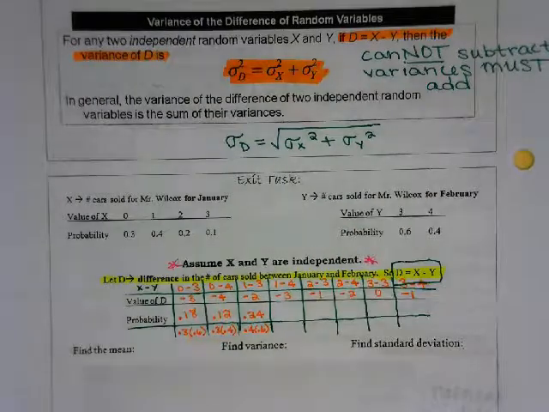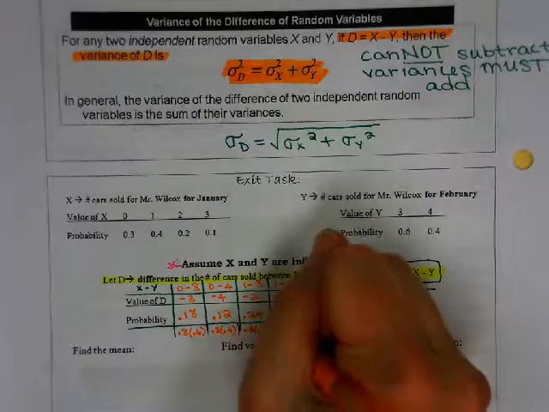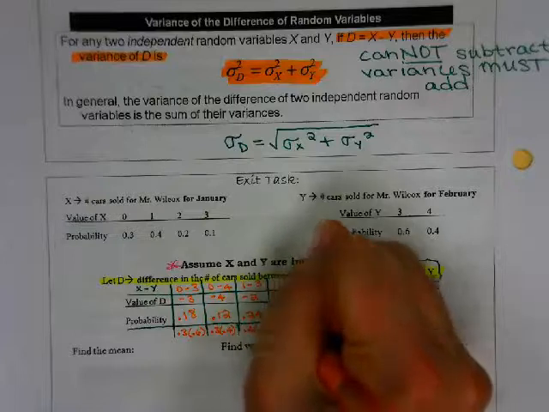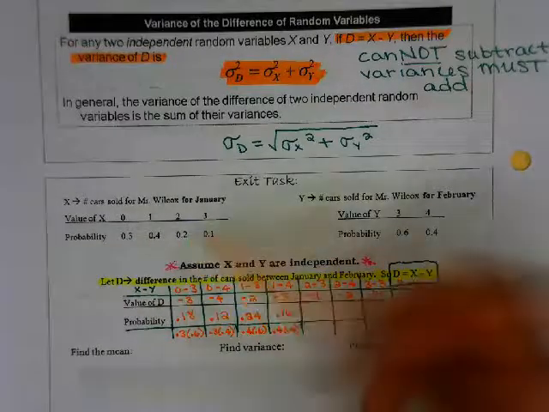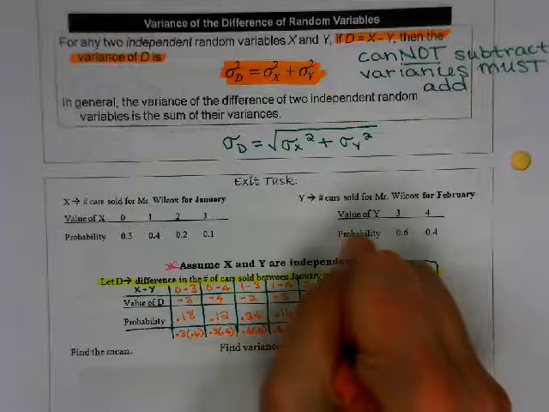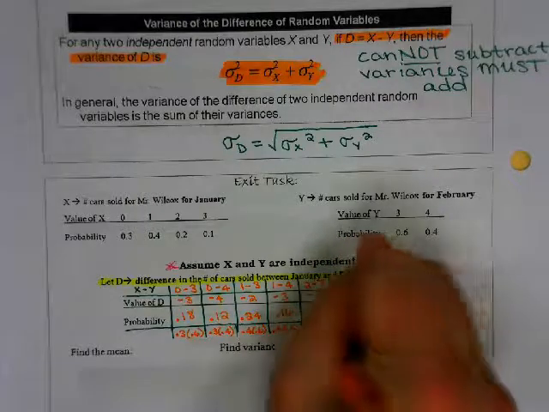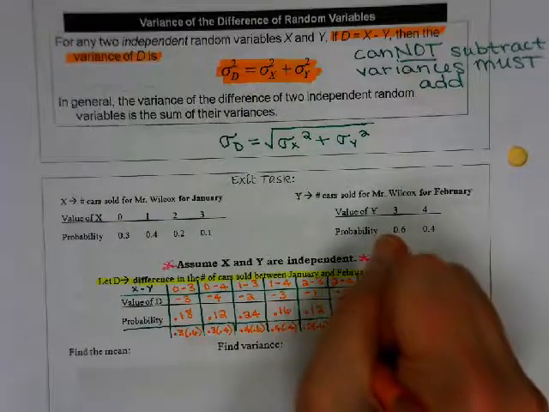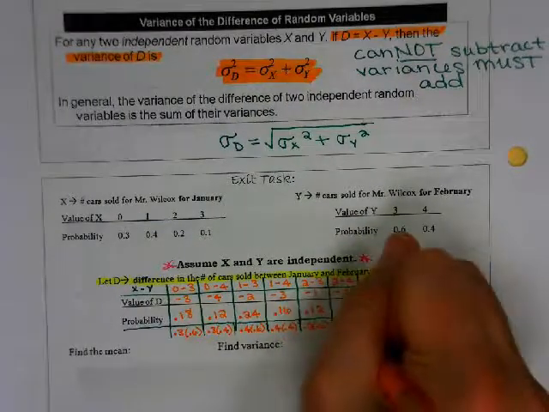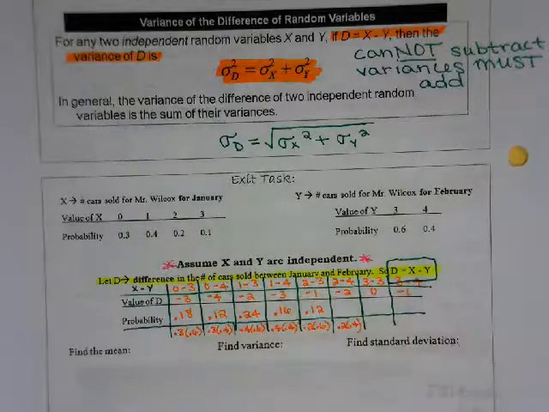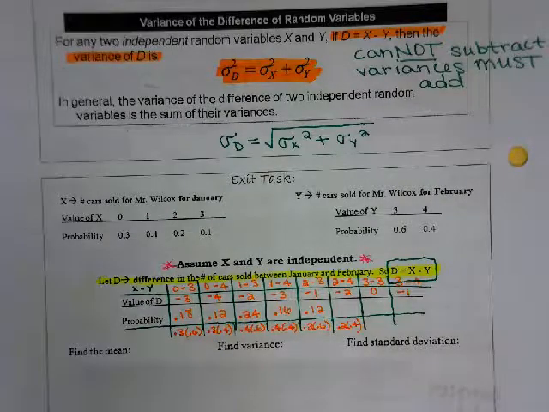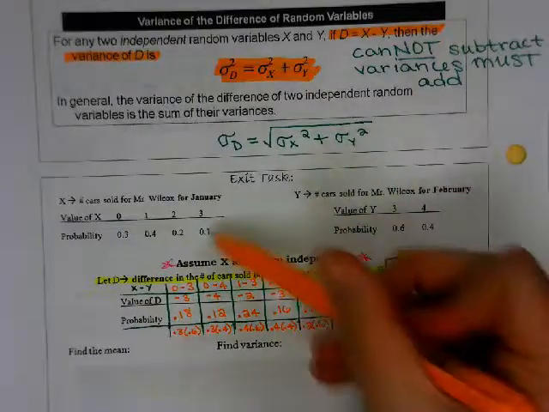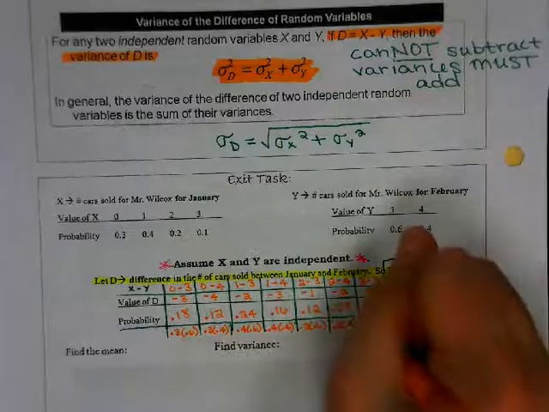And then 2 is 0.2 times 0.6, so 0.12. 0.2 times 0.4, that's 0.08, right? Yeah. And then 3 is 0.1 times 0.6, so that'd be 0.06. And then 0.1 times 0.4, 0.04.